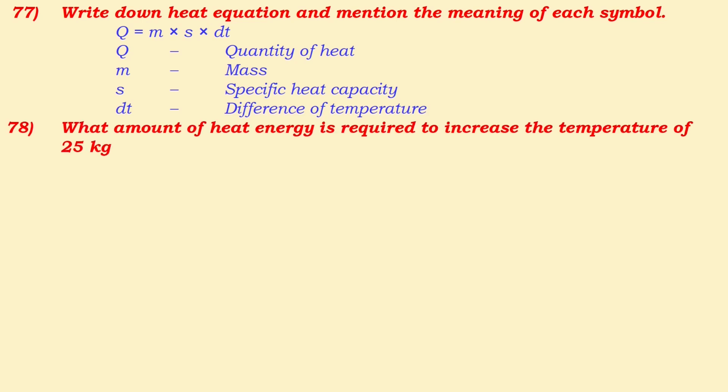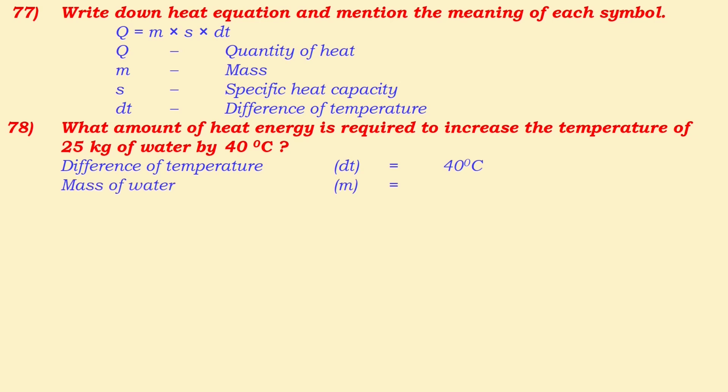Next, what amount of heat energy is required to increase the temperature of 25 kg of water by 40 degrees Celsius? Now we are entering into numerical problem. This is numerical problem and very simple. What is given in the problem, we have to write first. Difference of temperature: it means 40 degrees Celsius is the increase of temperature, and this is taken as difference of temperature dt equal to 40 degrees Celsius. Another information given: mass of water m equal to 25 kg, but we are talking about water. That's why specific heat capacity of water, we must remember, it is 4200 joule per kg degree Celsius.